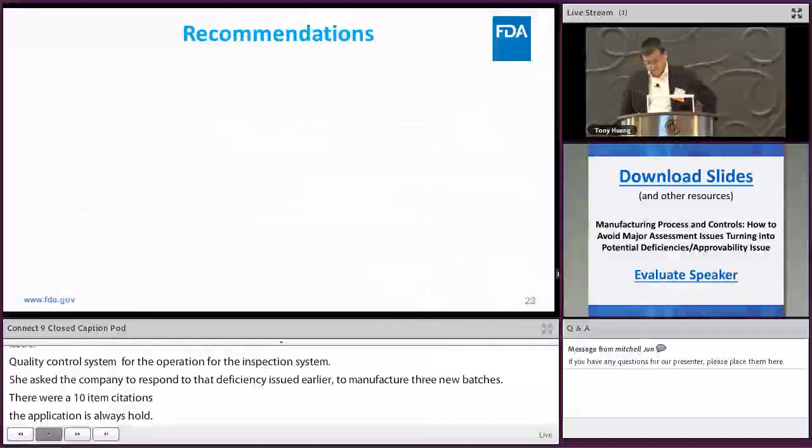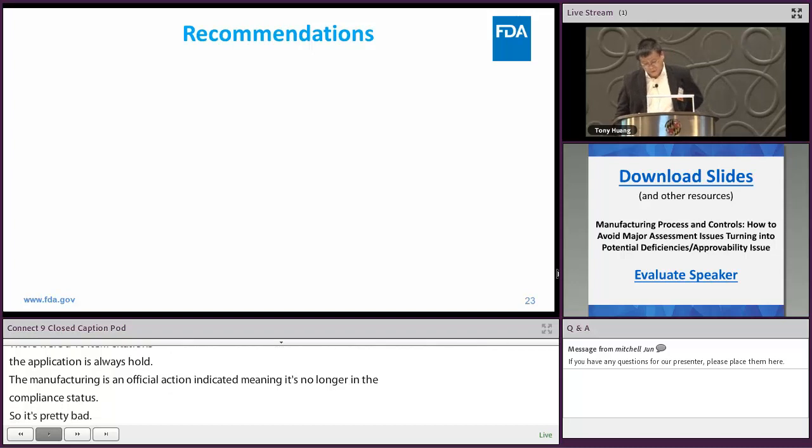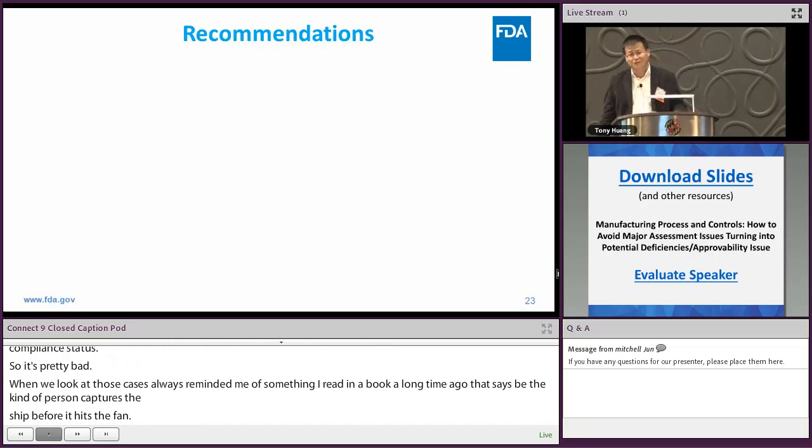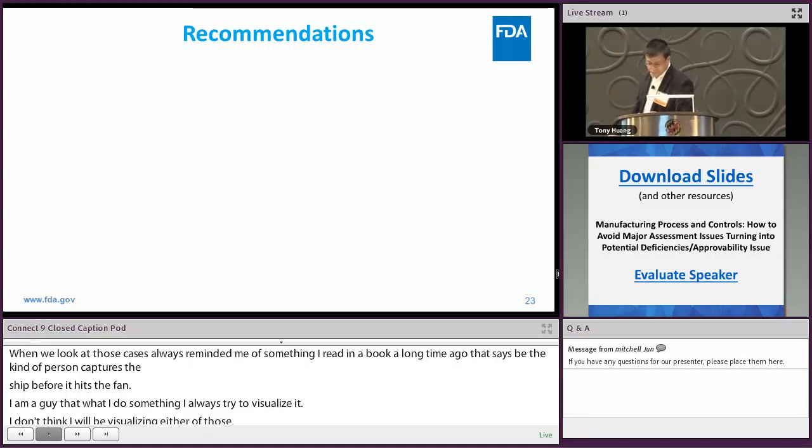So when you look at those cases, it always reminds me of something I read in a book some time ago. It says, be the kind of person who catches the shit before it hits the fan, not the one scraping it off afterwards. I'm a guy that when I read something, I always try to visualize it. And I don't think I will be either of those two kinds of persons. So I would say maybe the best thing is to avoid all those troubles from the very beginning. That's why we came up with these recommendations.